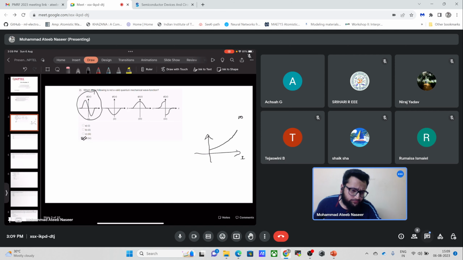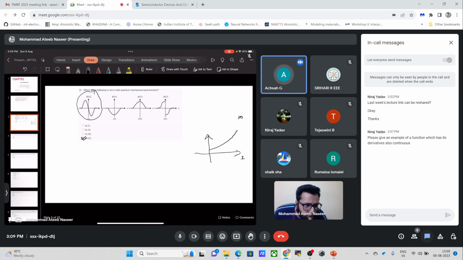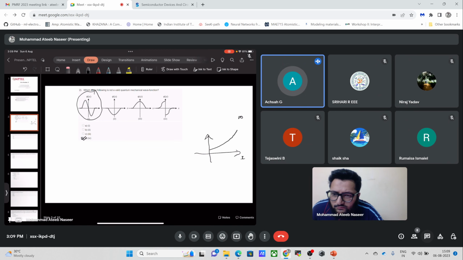Sir, for graphs with sharp edges, why are the derivatives not continuous? Let's say the graph is an inverted triangle. For such graphs, we say the derivative is not continuous, right? Yes. Why do we say that?